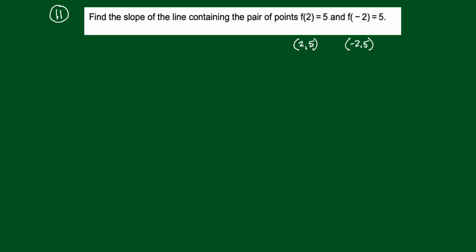So before we just jump in using the slope formula, let's just see what this looks like. Here's a graph. What does this point here say? If we go to the right 2, we'll go up 5. What does this point say? If we go to the left 2, we'll go up 5. So what kind of line do we get here? There's the origin. We're going to get a horizontal line. And horizontal lines, we know, have slope of 0. So we can do this one without any computation at all.